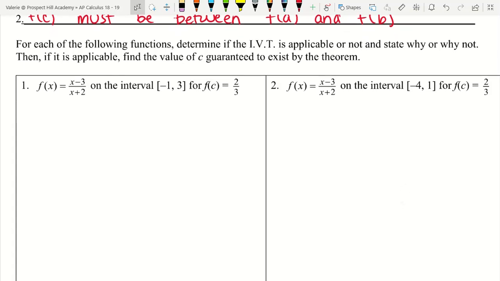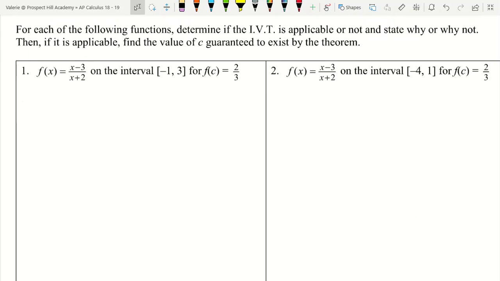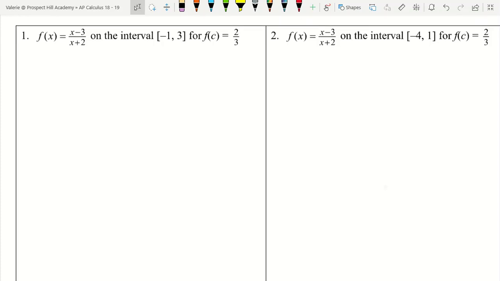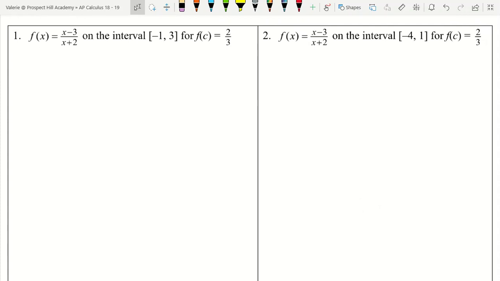So for each of the following functions, we are going to determine if the IVT is applicable or not, and state why or why not. If it is applicable, we're going to find the value of c that's guaranteed to exist by the theorem. So we are going to do, let's say, two problems. So for number one, and actually for number two, we have the same equations.